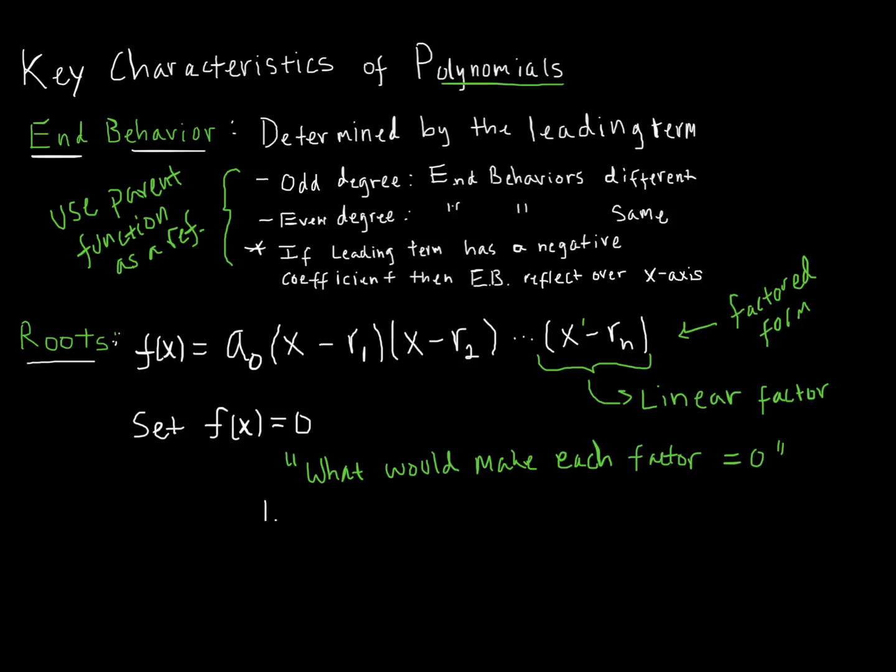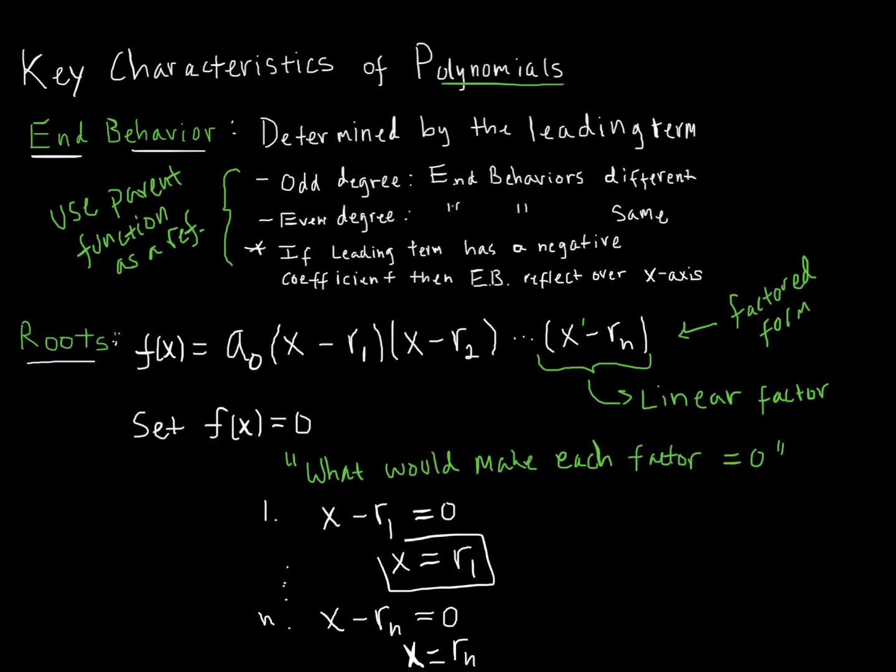So we try the first one. What would make x minus r sub 1 equal to 0, right? And you solve for x. In this case, x will be equal to r sub 1, right? We've seen this in action a lot, and you continue until you've done that for every single one of the factors. So if you have n factors, you'd have n of these cases. In other words, this last one would be x minus r sub n. What will make that equal to 0? Well, that would be when x is equal to r sub n. And so these are going to be the roots.